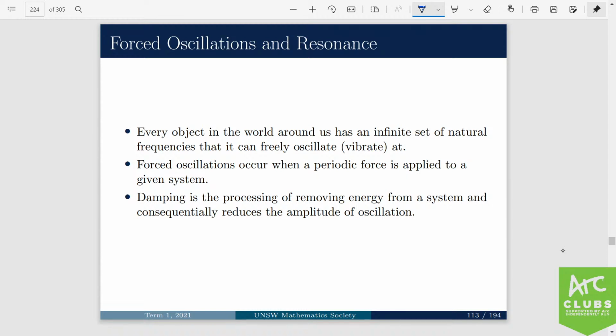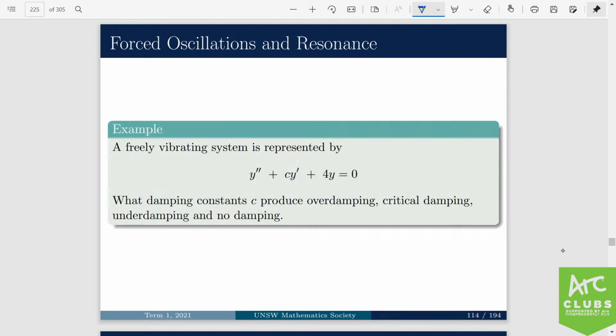Cool. Last little thing on ODEs, I'm pretty sure, before we move on to the next topic, is forced oscillations and resonance. So we're kind of already talking about oscillations in the last one because this topic is very interrelated. Oscillations are very important to consider. Yeah, they occur in everyday life, like music even. There's vibration.